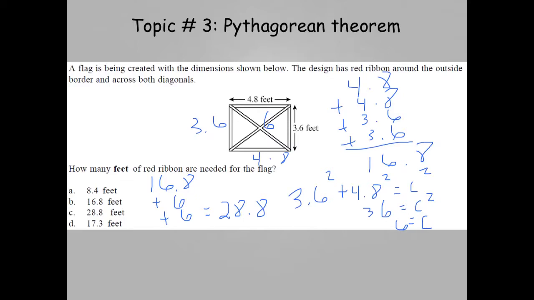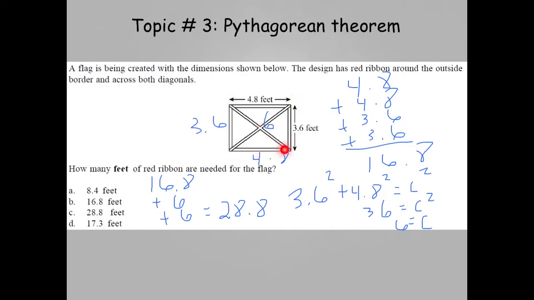Alright, here's what I got. Might look overwhelming, but it's not too bad. If we're trying to find all the ribbon you would need for this, you have to add up all the sides. 4.8 and 4.8, those are equal. 3.6, 3.6, so I added all those up and got 16.8. Notice that is a wrong answer choice for B because it did not account for these ribbons.